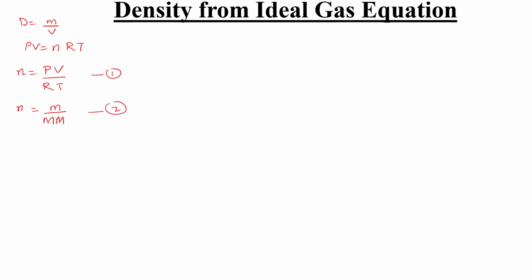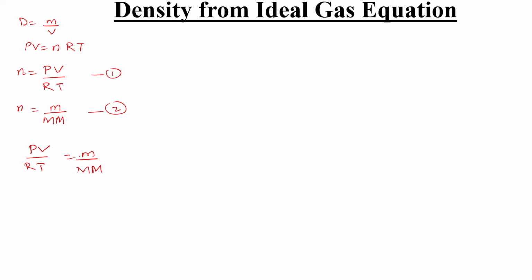Since both of these equations are equal to n, the right sides of the equations are equal to each other, so we are going to write them equal to each other. We saw this equation in finding molar mass from the ideal gas equation as well, right? But that time we solved this equation for molar mass.